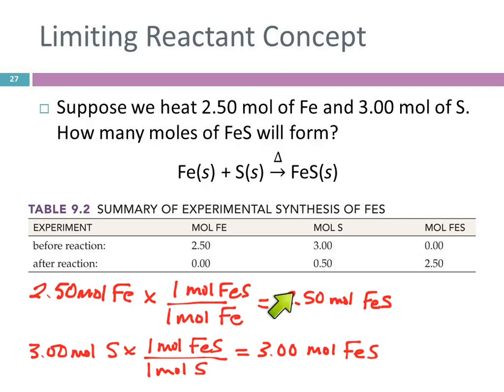Because when we get to 2.5 moles of iron sulfide produced, we ran out of iron. It's all used up. We can't make any more. If we had more iron, we could make 3 moles of iron sulfide, but we don't. And so we say that the iron is the limiting reactant. It limits production.